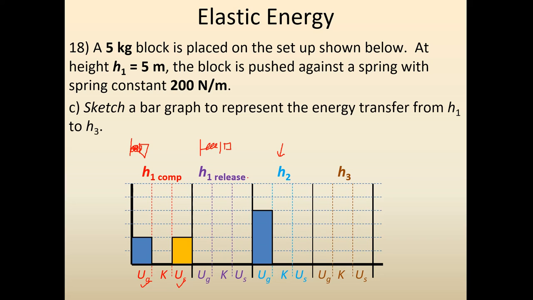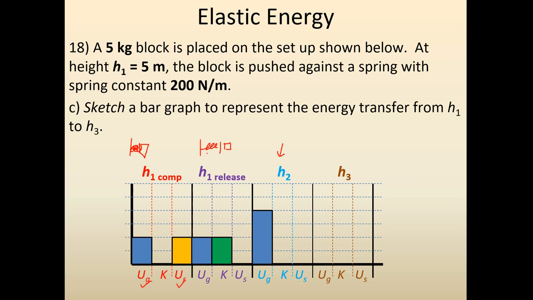If I go to the next part at H1 released, well, the height didn't change, so my gravitational potential should stay the same. But now that the spring's released, it no longer has that spring potential energy. So where is that energy going? Well, there's only one other type of energy that it could be, and that's kinetic.